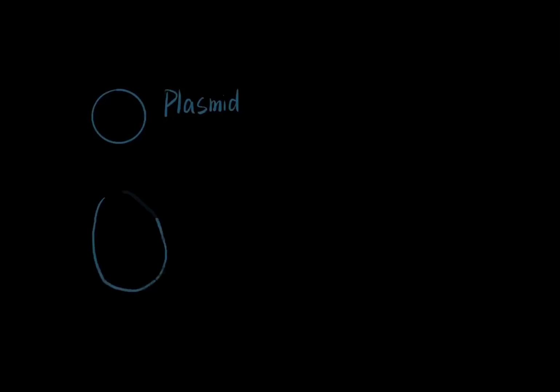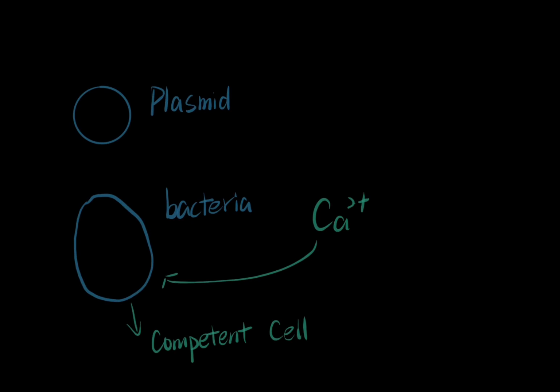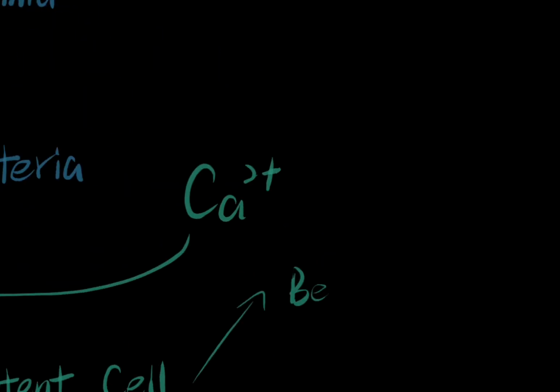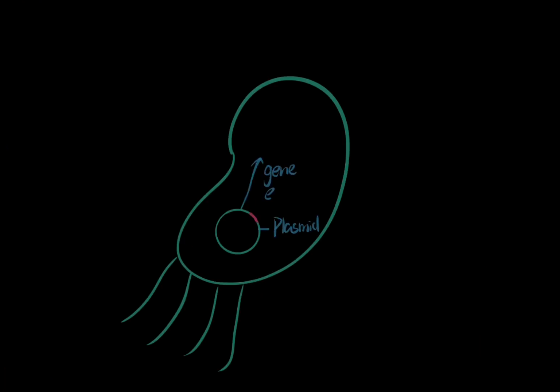Let's move on to see how can plasmid get into E. coli cells. We use divalent calcium ions to make the E. coli cells competent cells, which means that they can take in foreign DNA. After foreign DNA is incorporated into its own genetic profile, proteins that foreign DNA encodes for can be expressed in these E. coli cells.